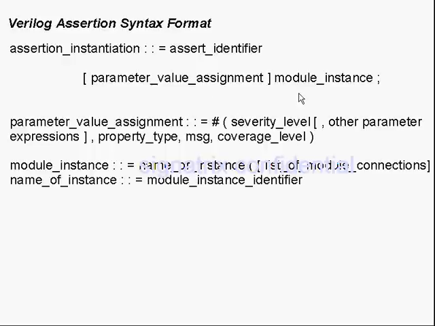And then the module instance. What is that module instance? We have to mention the name of the instance. And in those assertions there will definitely be module connections, so we have to make those connections.